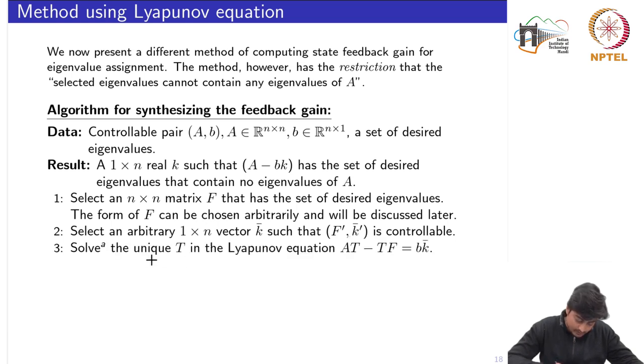Third, we solve for the unique matrix T in the Lyapunov equation given by AT minus TF is equal to B k bar.